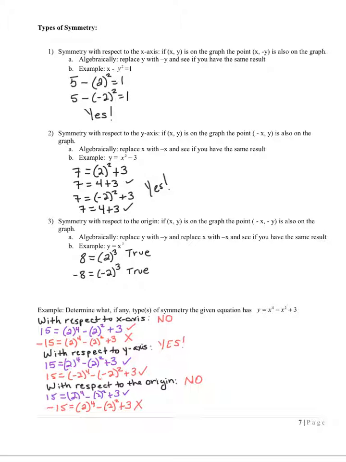When I checked for symmetry about the origin, of course the answer was going to be no, since this particular graph is already symmetric about the y-axis. So it can only be symmetric about one of the axes at a time. So if it's already symmetric about the y-axis, it can't be also symmetric about the origin.